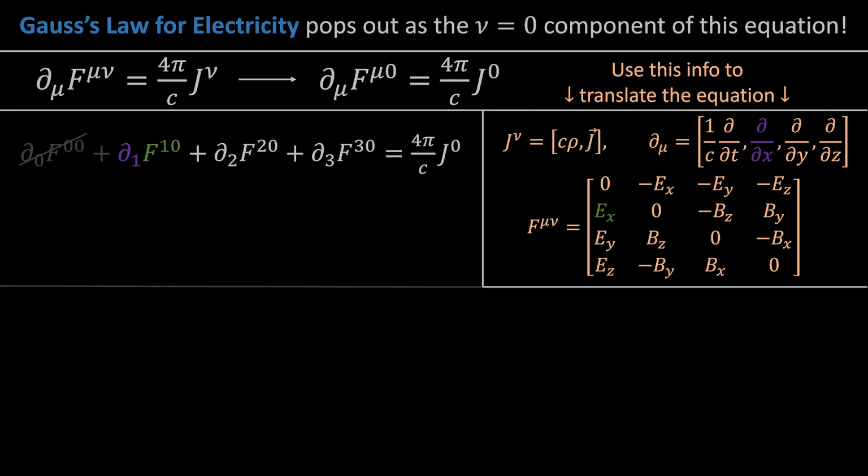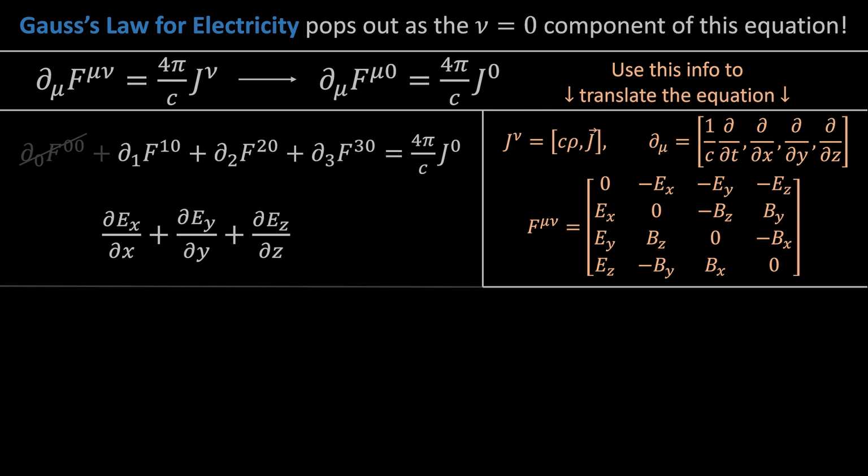And first, if we look at this term involving partial 1, f10, we see that partial 1 is the derivative with respect to x, and f10 is the x component of the electric field. So therefore, that term becomes the partial derivative of the electric field with respect to x. Likewise, for the next term, we have the partial derivative in y, acting on the y component of the electric field. So we end up with the partial derivative of the y component of the electric field with respect to y. And you can probably see where this is going, because the third term, we're going to have the partial derivative of the z component of the electric field with respect to z.